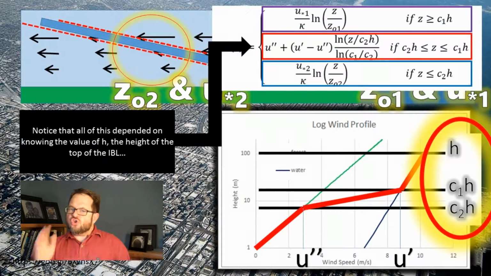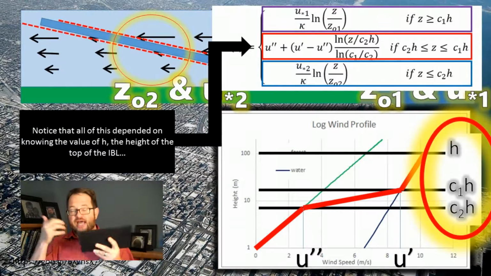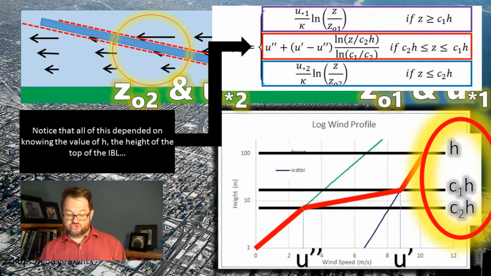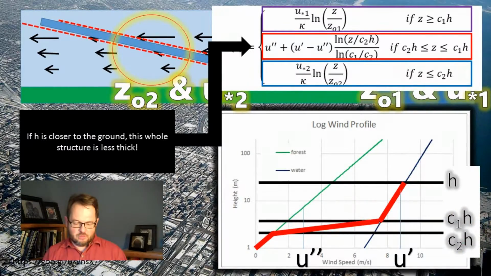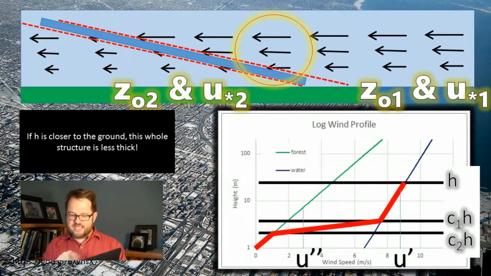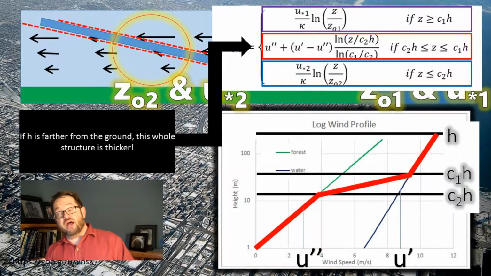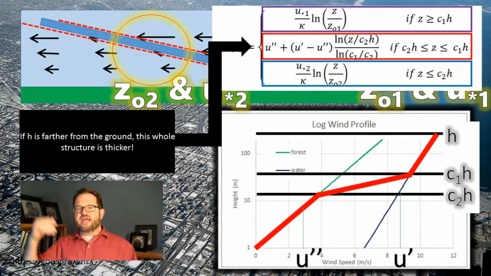Notice that all of this depended on that value of h. The height of the internal boundary layer determines this whole structure. If we were at a place where the internal boundary layer's height was lower, then 9% of that is closer to the ground, and 30% of that is closer to the ground, and the whole structure becomes less thick, which is what we saw closer to the shoreline in that yellow and red circle. In the same way, if we were at a location where the top of the internal boundary layer was higher, then we stretch the whole thing out and these layers become thicker.